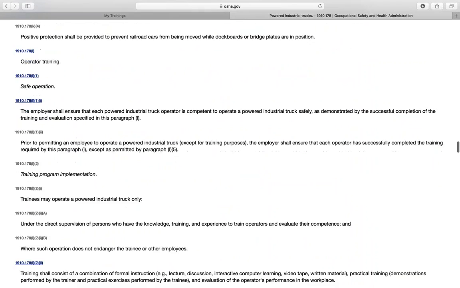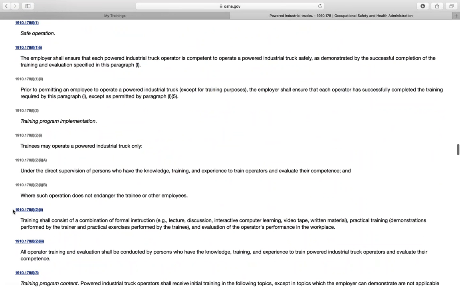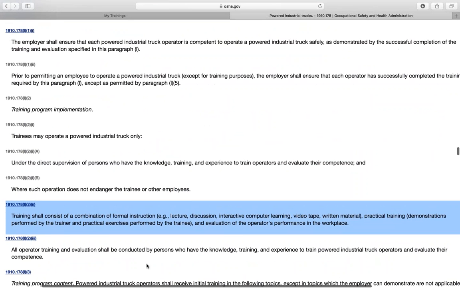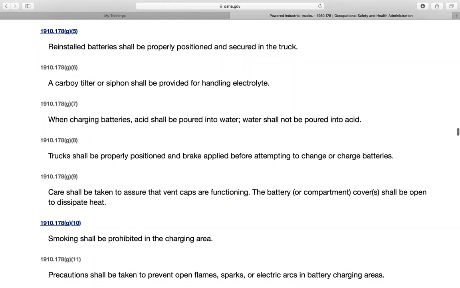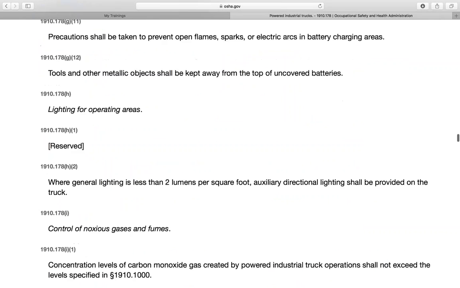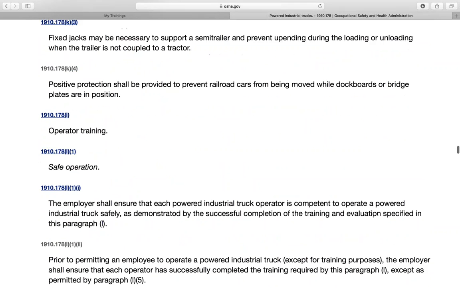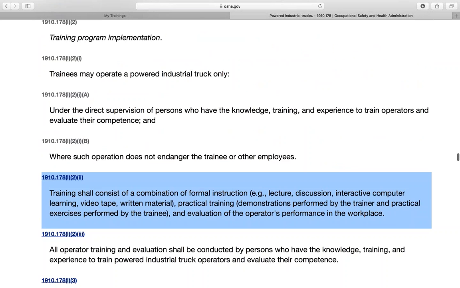Basically what I want to talk about is operator training. And here's your standard right here for operator training. What does training have to consist of? Excuse me one second, I'm trying to enlarge it a little bit for us, folks. Okay, so what does operator training have to consist of? It's going to be right here.